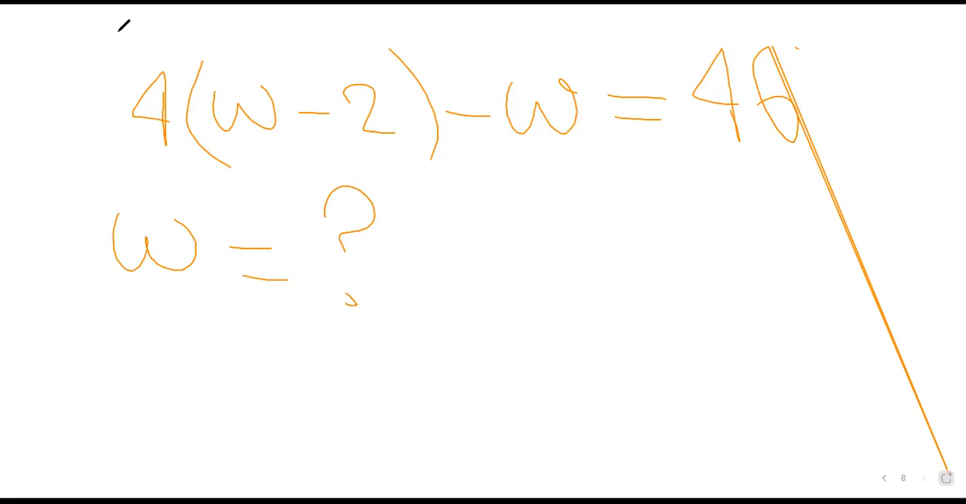Very simple. Once again, solve this. 46 on the right hand side. It's 46 only.